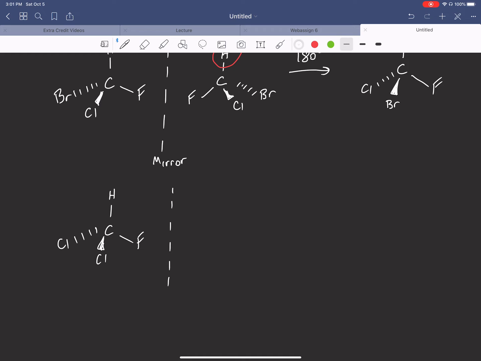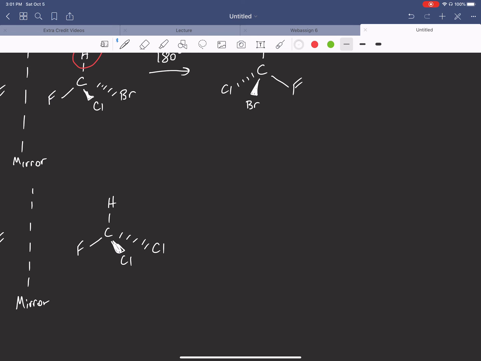And so now let's take a mirror. All right. So as it stands now, if I try to take this and overlap, the chlorines don't, and the fluorine doesn't. The hydrogen and carbon do. So let's rotate this. And so I want to do the same thing.